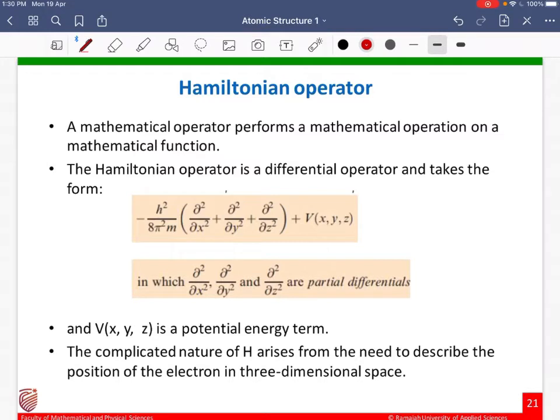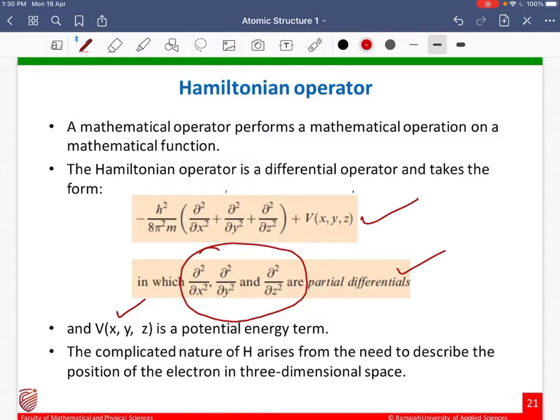For example, differentiation is one type of mathematical operation, like d by dx instructs you to differentiate a variable with respect to x. The Hamiltonian operator is a differential operator and takes the form minus h square by 8 pi square m, into dou square by dou x square plus dou square by dou y square plus dou square by dou z square, plus V of x, y, z, in which dou square by dou x square, dou square by dou y square, and dou square by dou z square are partial differentials, and V of x, y, z is a potential energy term.